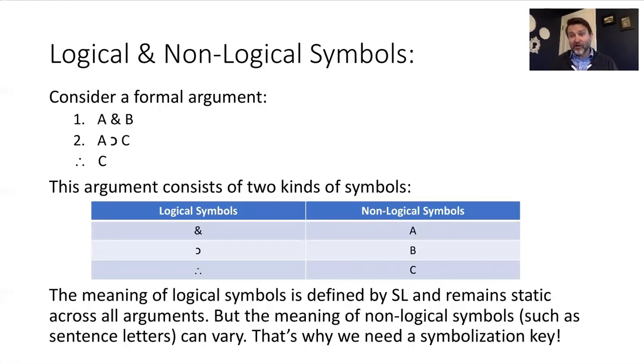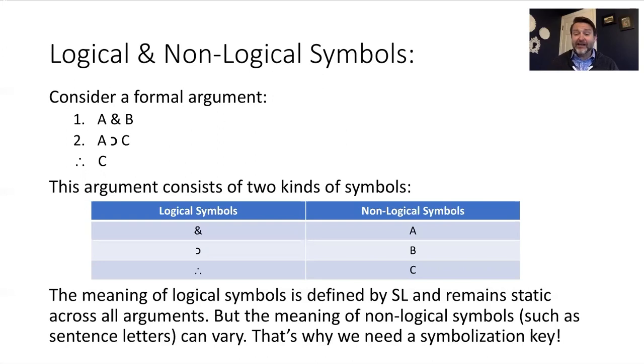Notice that the meaning of the logical symbols is defined by symbolic logic, or by sentential logic, and it remains static across all of our arguments, right? We know if that ampersand symbol, the and symbol, appears in a different argument than this one, it's going to mean the same thing that it does in this argument. Similarly, the conditional symbol is going to mean an if-then statement in every argument it appears in. It's never going to change its meaning. But the meaning of our non-logical symbols, such as these sentence letters, can vary.